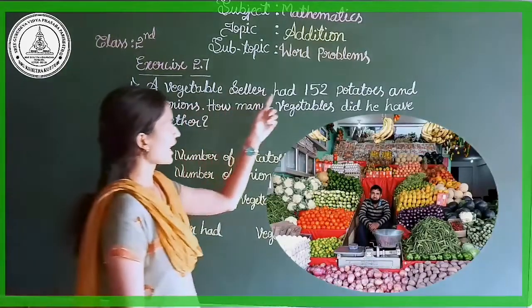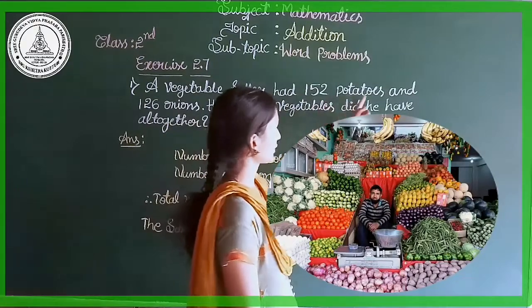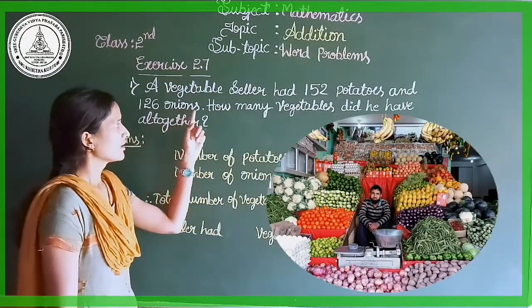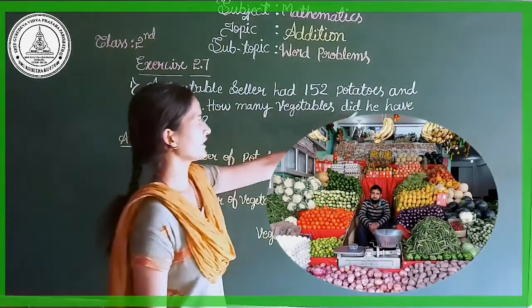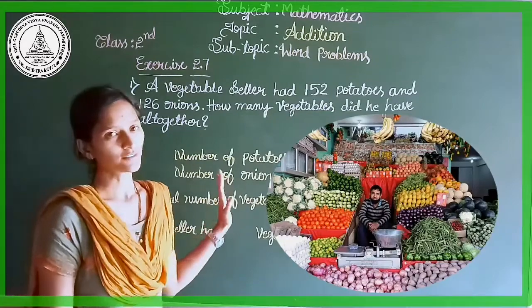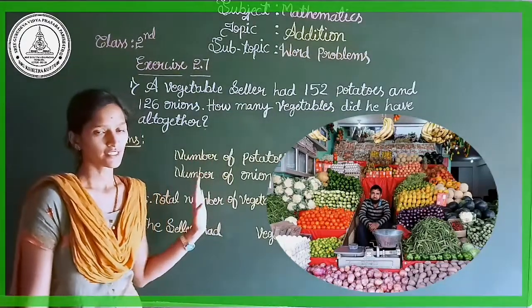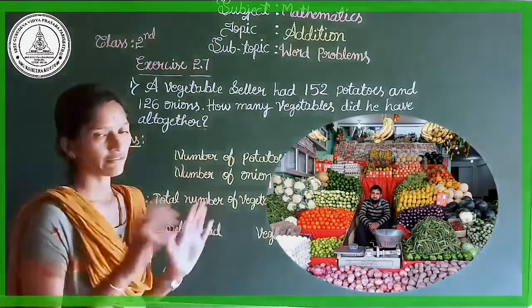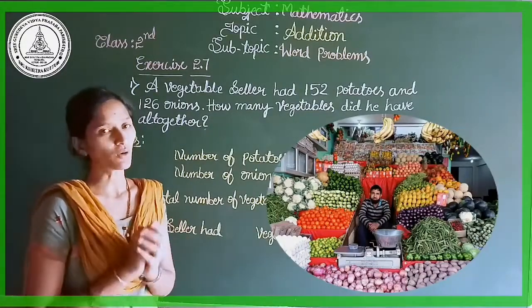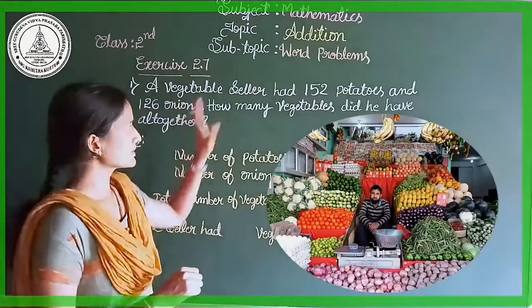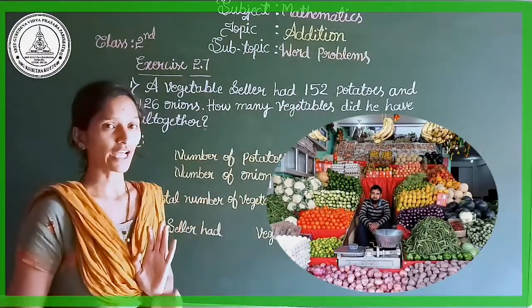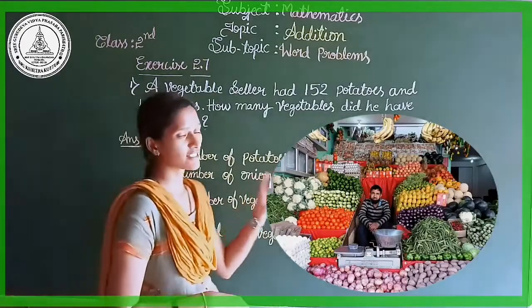A vegetable seller had 152 potatoes and 126 onions. How many vegetables did he have altogether? So this is a word problem. See here, your friend went to purchase some vegetables. So he went to the market. A vegetable seller, he had 152 potatoes. See here is a vegetable seller.